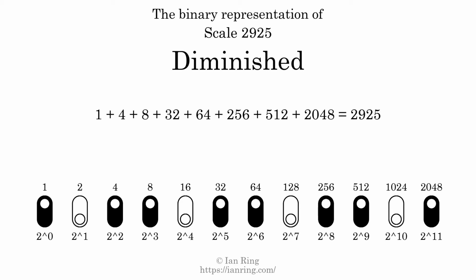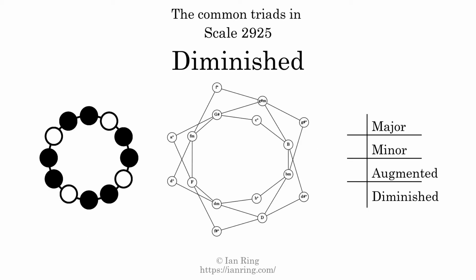That is why the scale number, in decimal, is 2925. The scale number not only enumerates the scale with a unique index, but it also literally describes the tonal content of the scale. Represented as a binary number in base 2, the scale number is 101101101101. Here are the common triads present in this scale.